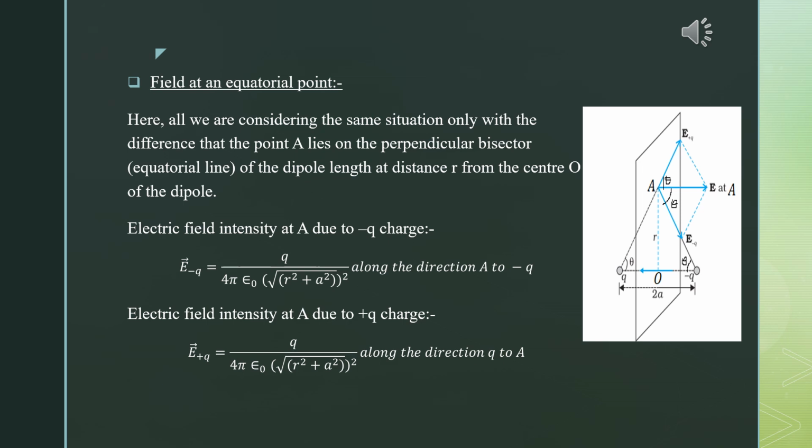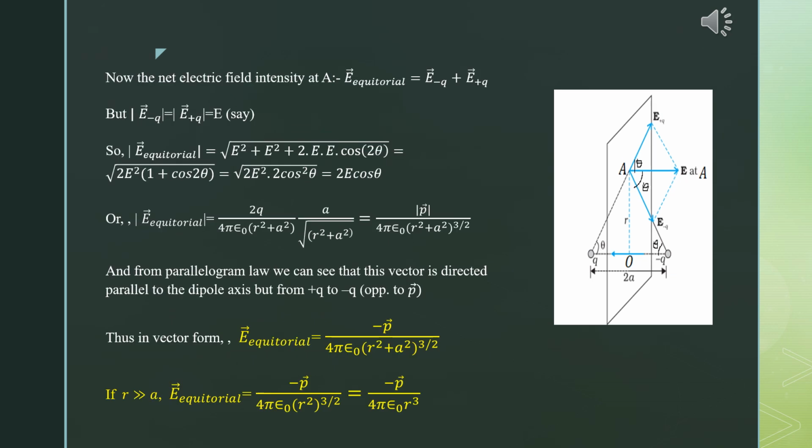Same way you can calculate the electric field at A due to plus q charge. Value wise it will be the same, because the value of charge is the same and distance is the same, but the direction will be from q to A because it will give rise to a repulsive interaction. So now the next step: total field will be E due to minus q plus E due to plus q, but you can see the magnitudes of E due to minus q and E due to plus q are equal. Let's say both are equal to E.